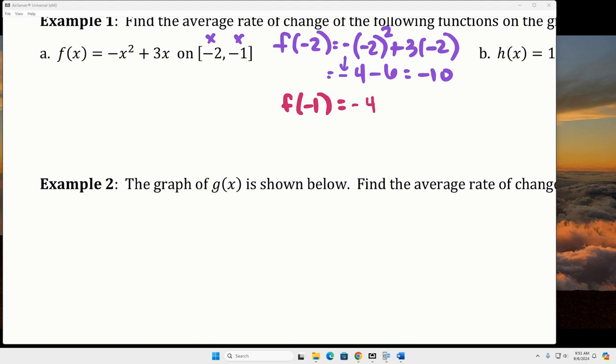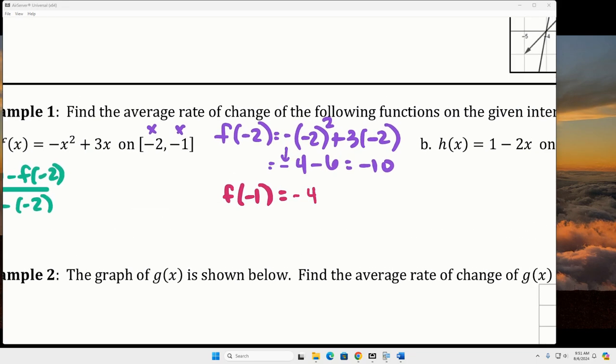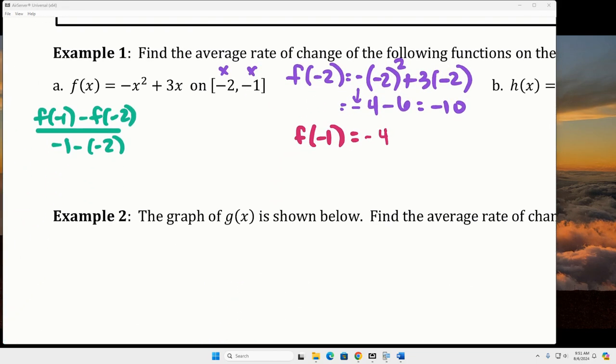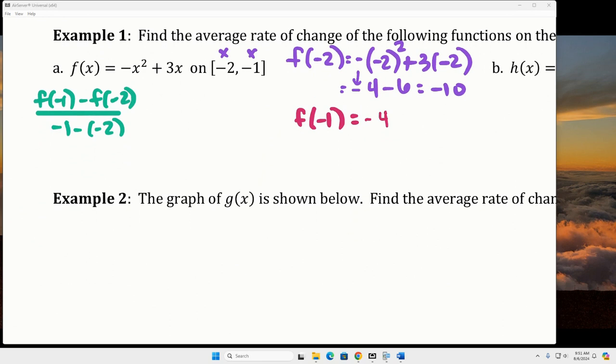All right, and so if we're looking for the average rate of change, what we want to find is f of negative 1 minus f of negative 2 over negative 1 minus negative 2. That's function notation for the slope formula. I love that notation. It's important in calculus that you write that notation. In pre-calculus, though, it's not necessary. You could go straight to what you just found these were.